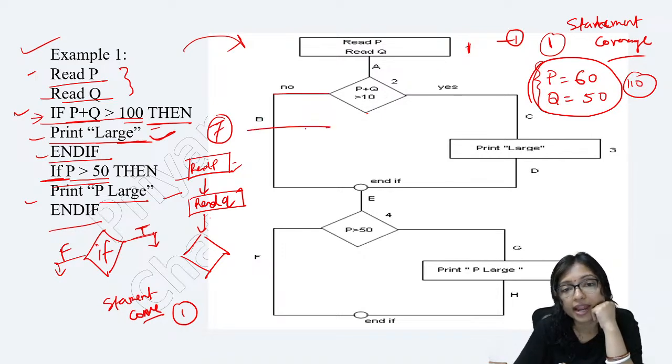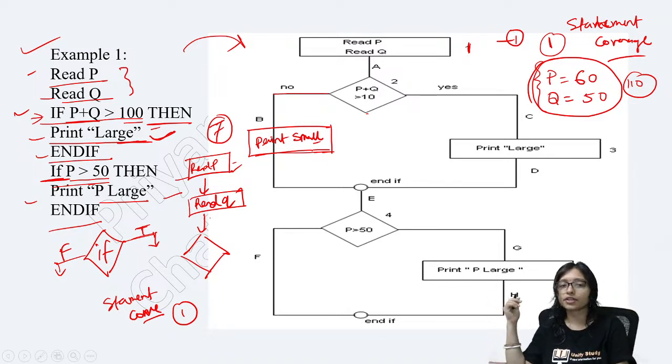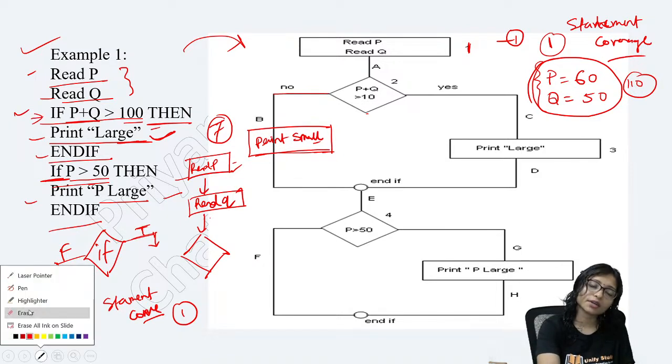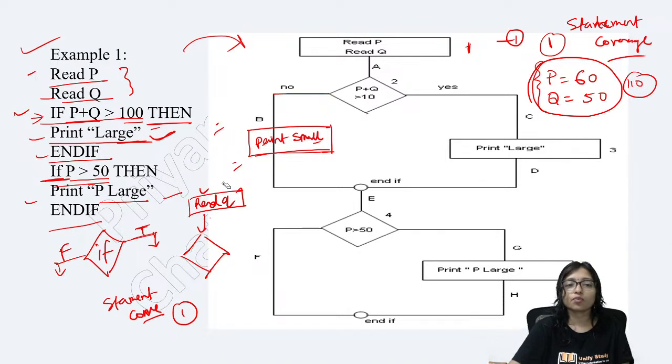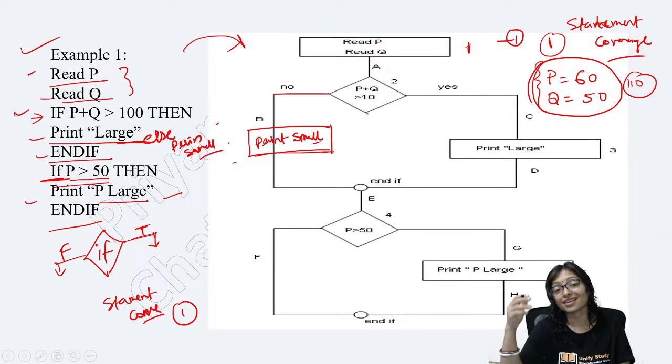Okay. So if I am adding here else print small, then how many test cases will be required? What will be the statement coverage? According to the program, I have written one extra statement here.